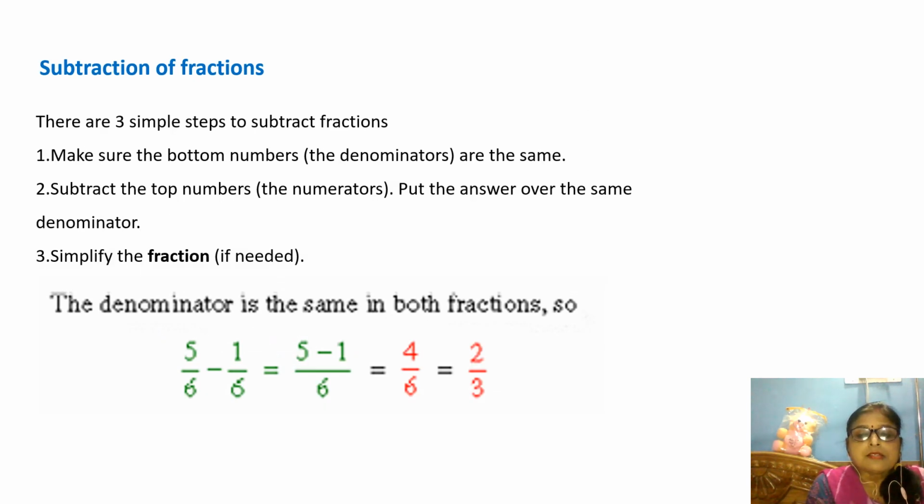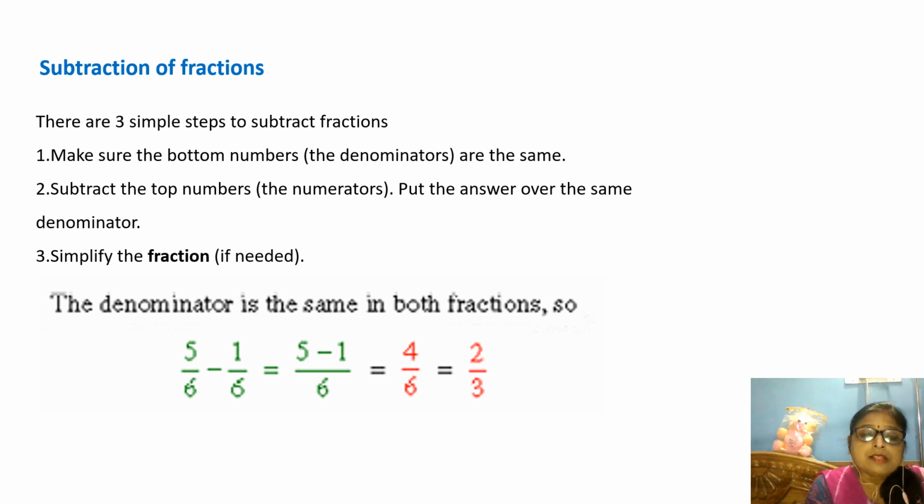Next one, subtraction of fractions. Also 3 steps to subtract the fraction. First, you make sure that the bottom numbers, means the denominators, are the same. Now, subtract the top numbers, the numerators, from the larger numerator to the smaller, and put the answer over the same denominator. And then simplify the fraction if needed.